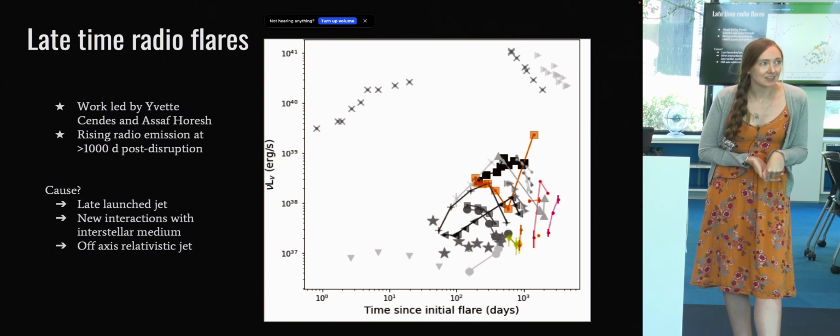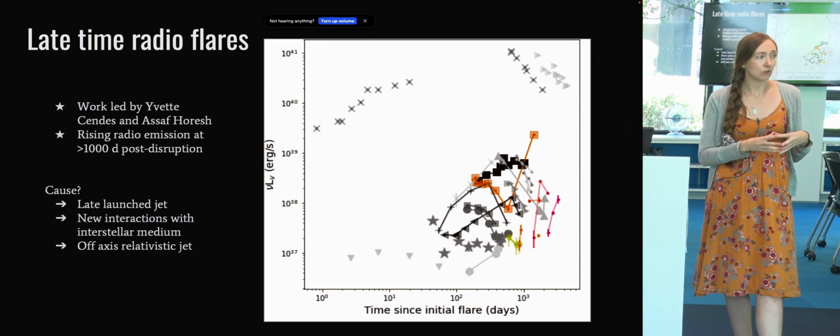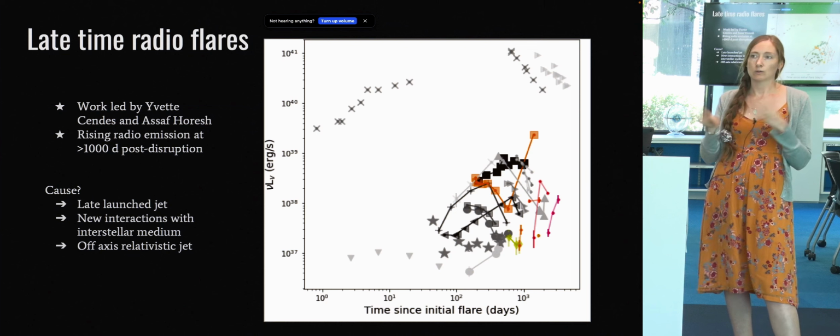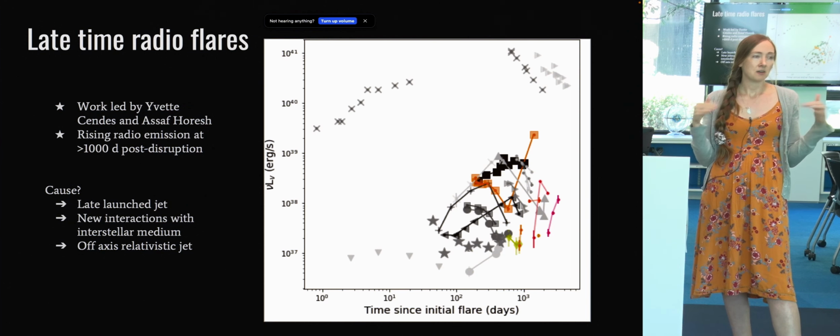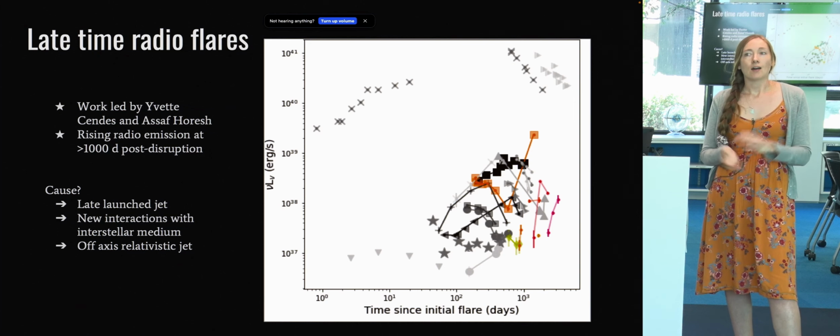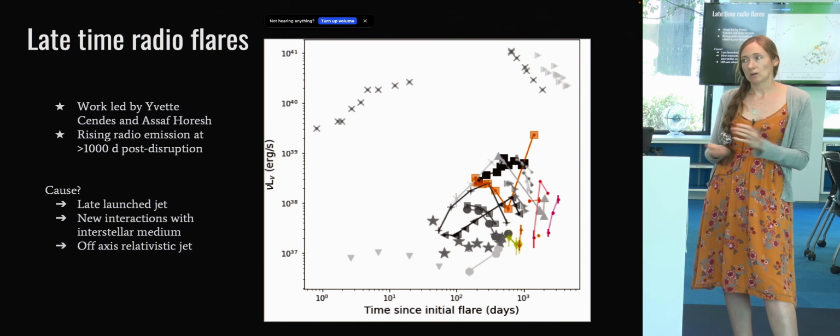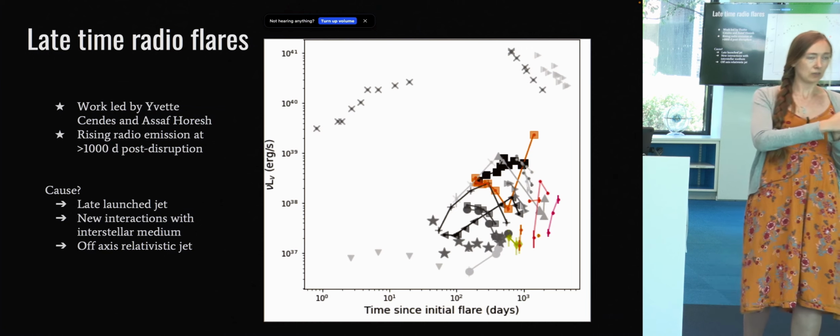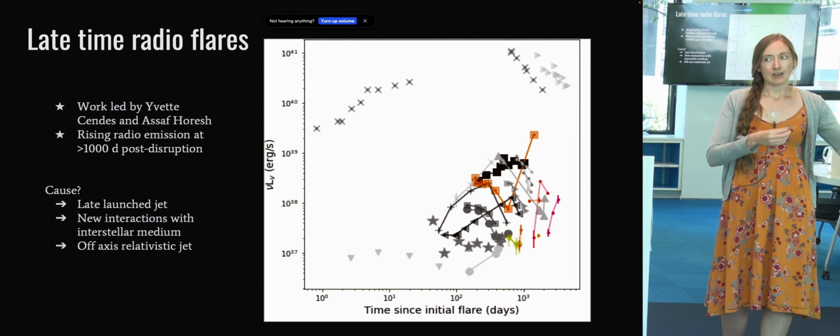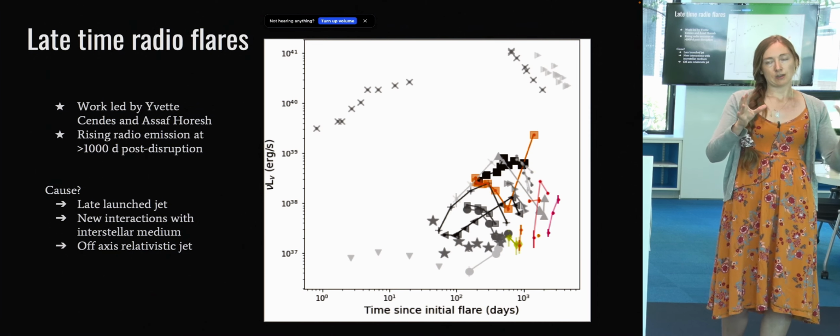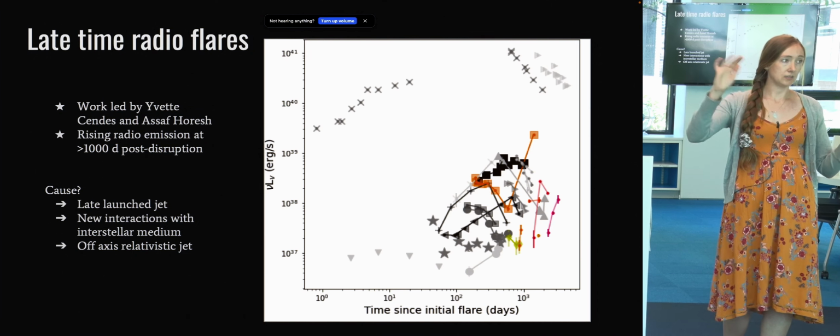But the leading theories are that either the black hole did all of this accretion, swallowed all of this material, and then 1,000 days later it suddenly launched a new jet. Not impossible. And the other theory is it could be an off-axis relativistic jet. So again, as I said, you have this really collimated, highly energetic beam of radiation. At late times, it decelerates, starts spreading laterally, and that's when you start to see the radio emission rising again.